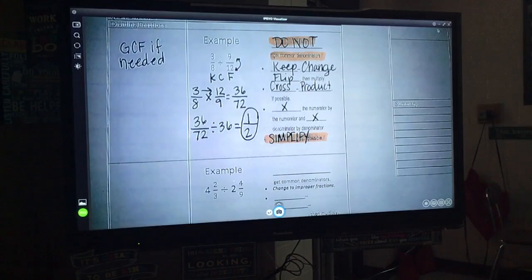Alright, how many of you guys remember this method? And how many of you guys choose this method to use?